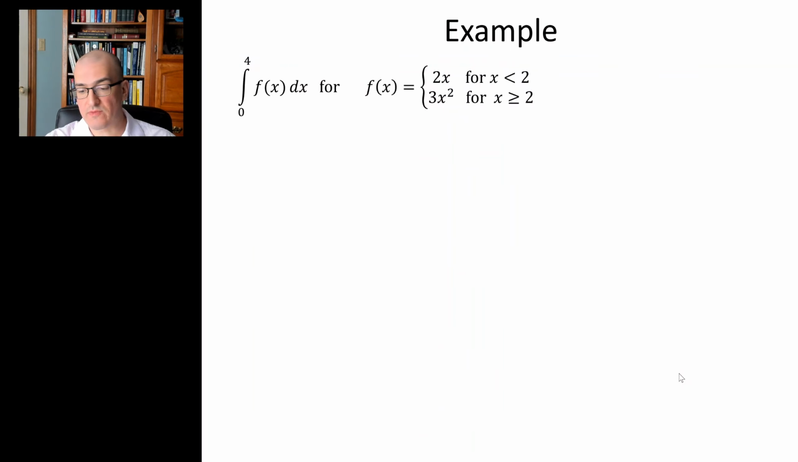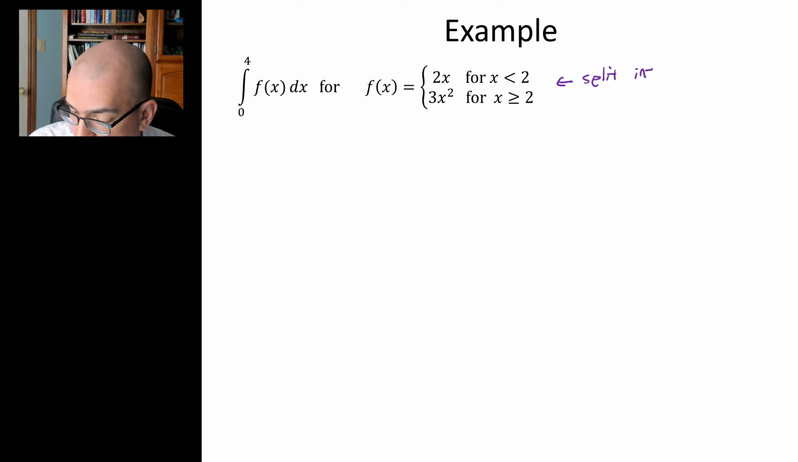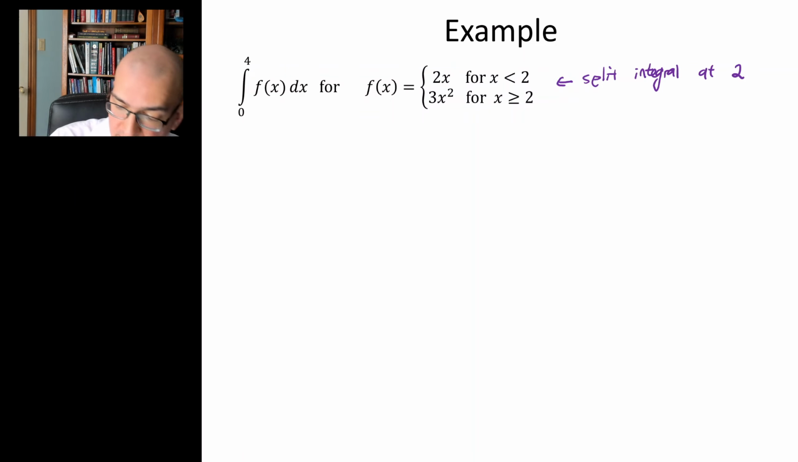One of the reasons that this property is important is that it allows us to integrate piecewise functions, like this one. Say we want to find the integral from 0 to 4 of f of x. For this particular f of x, f of x is equal to 2x for x less than 2, and is equal to 3x squared for x greater than or equal to 2. So what we would do is split the integral at 2, and the reason we're choosing 2 is that's where the piecewise function changes its character.